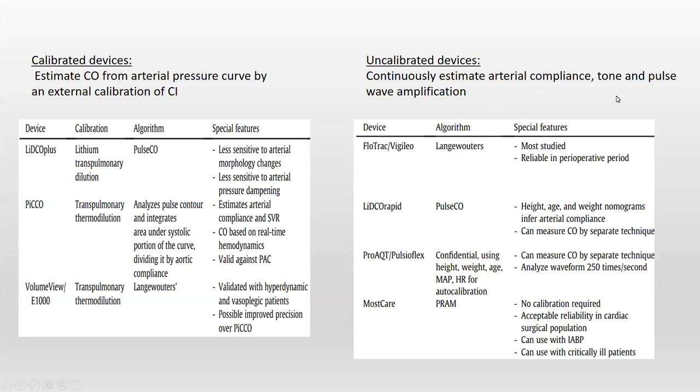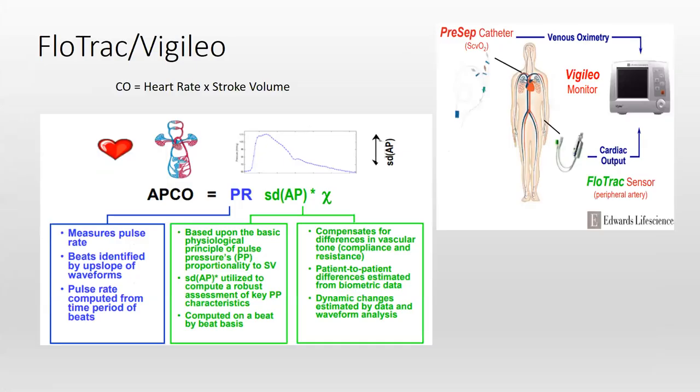So in general, the calibrated devices are more accurate immediately following the calibration, but their accuracy degrades over time. It is really not clear if uncalibrated devices change their accuracy over time or not, but we're going to talk about some limitations of Vigileo. I focused only on Vigileo just because this is what we use in our ICU, and I'm more familiar with this, so I thought it'd be a good step to understand this.